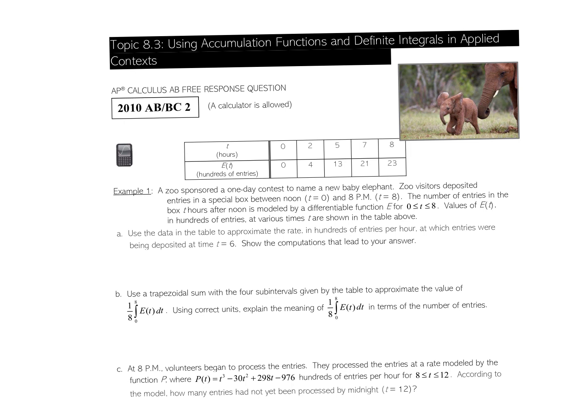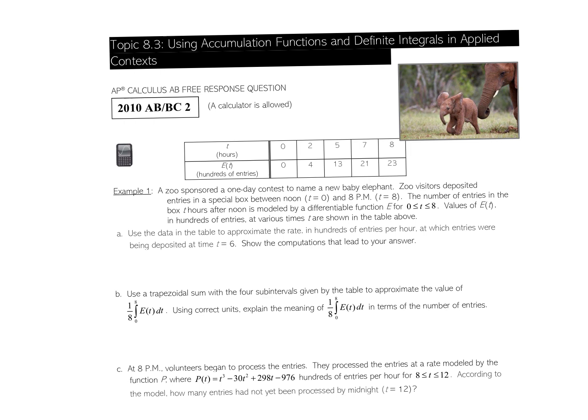Zoo visitors deposited entries in a special box between noon, t equals 0, and 8 p.m., t equals 8. The number of entries in the box t hours after noon is modeled by a differential equation E for 0 to 8. Values of E at t in hundreds of entries at various times t are shown in the table above. So watch, this is hundreds of entries, right?